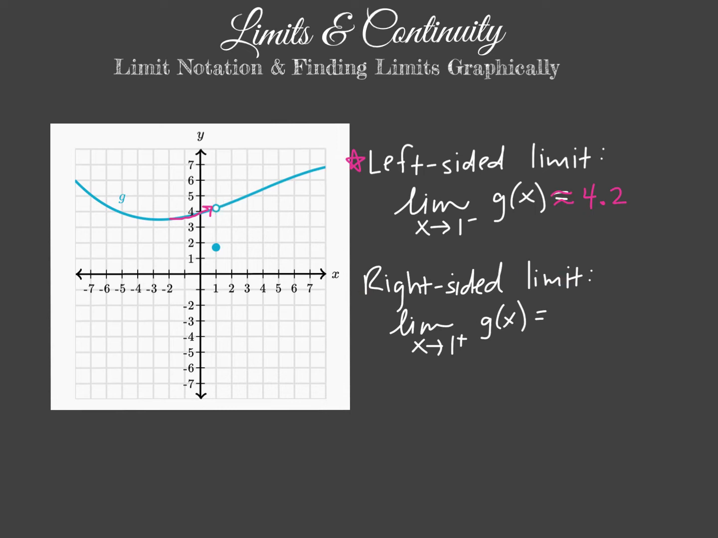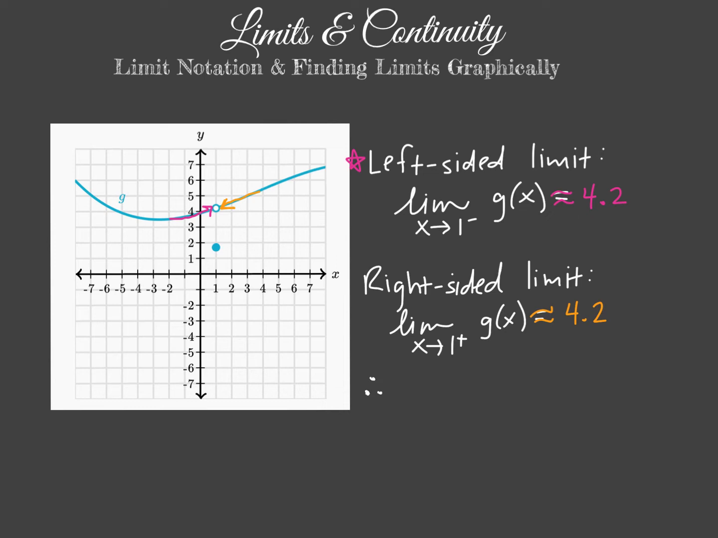And then our right-sided limit, as we approach x equals 1 from the right, would look like this. We can see that it's still also 4.2. Note that from the left and the right, our function is approaching the same y value as we get closer and closer to when x is 1 here. So we would say also that our right-sided limit, as x approaches 1 from the right, is also 4.2. I do need to point out that because both the left and right-sided limits exist and are the same, that means that the overall limit exists.